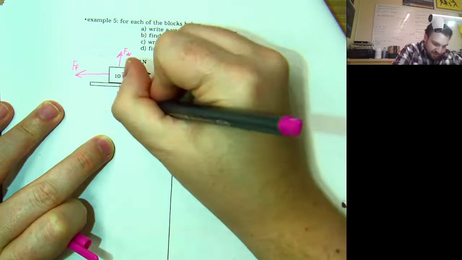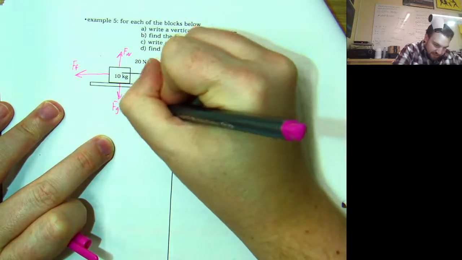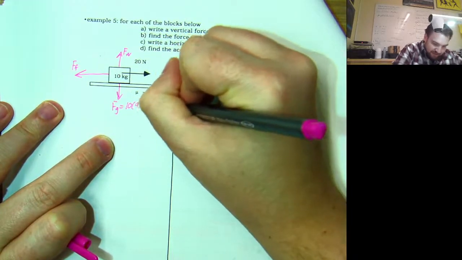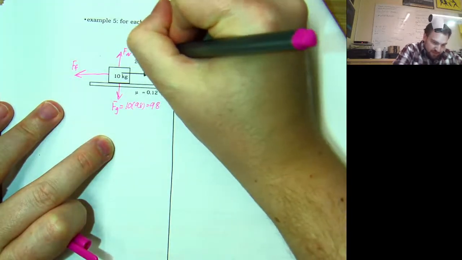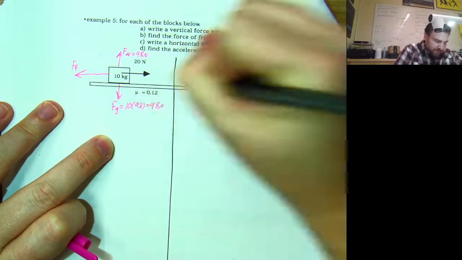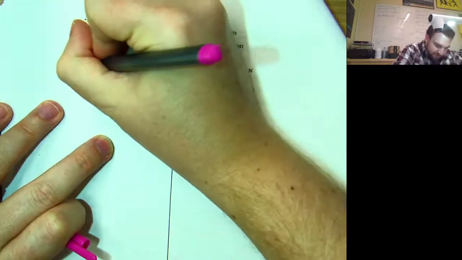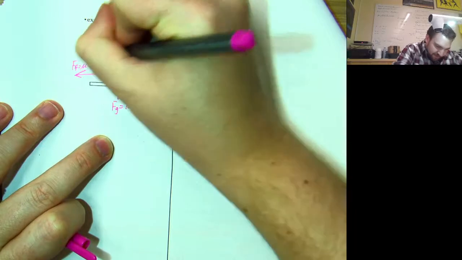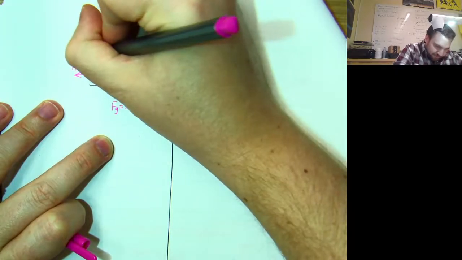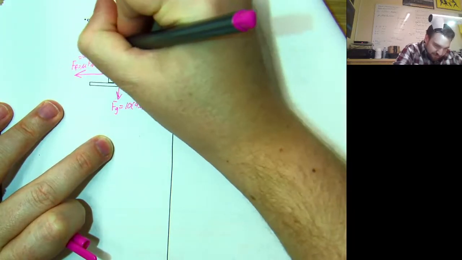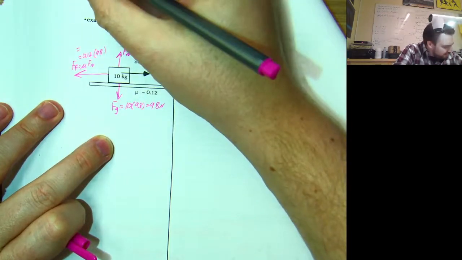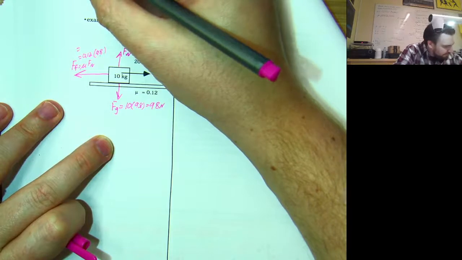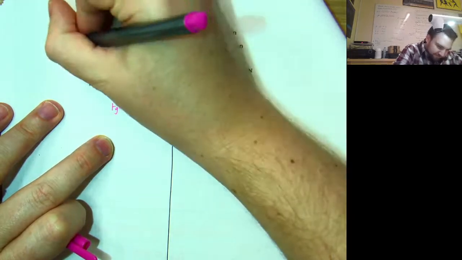Fg is going to be 10 times 9.8, so that's going to be 98. My Fn in this case, because there's no other upwards or downwards forces, it's also going to be 98. Those are measured in newtons. Force of friction is mu Fn, so that's going to equal 0.12 times 98. So that's going to give me a force of friction of 11.76.